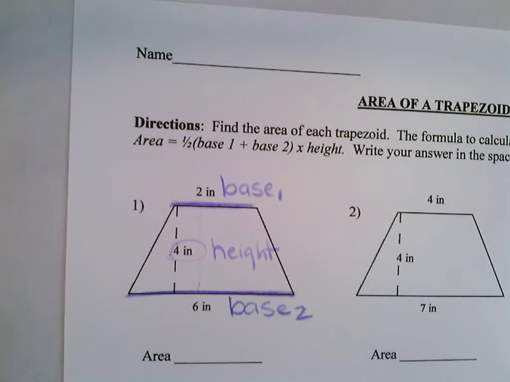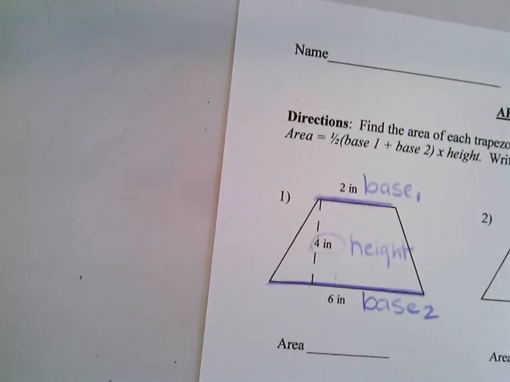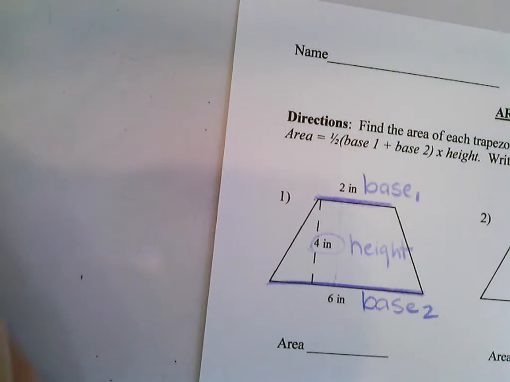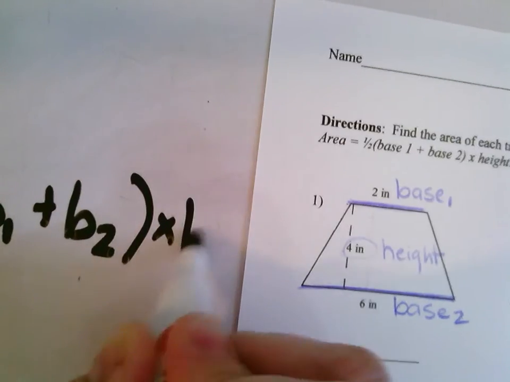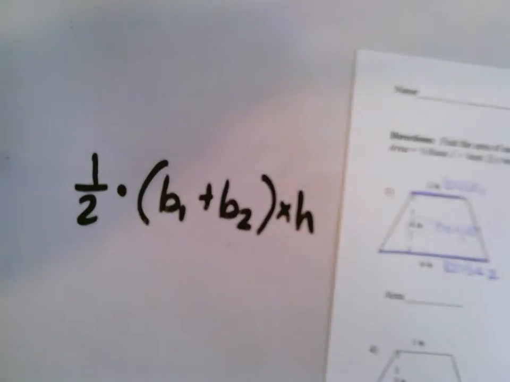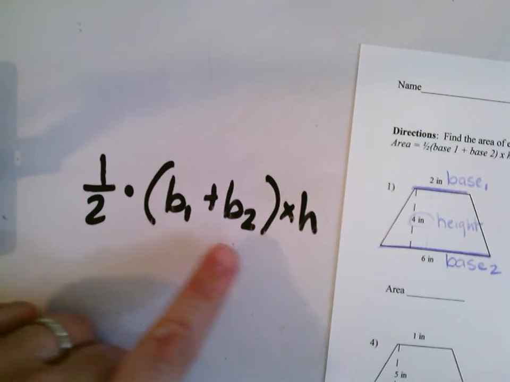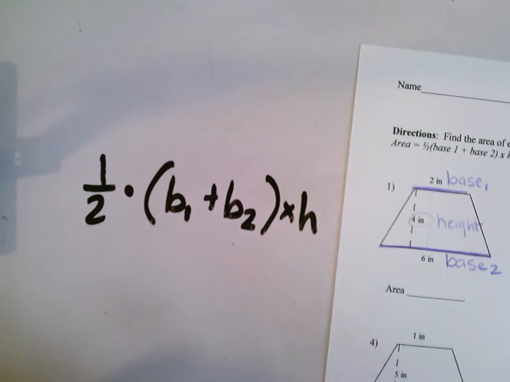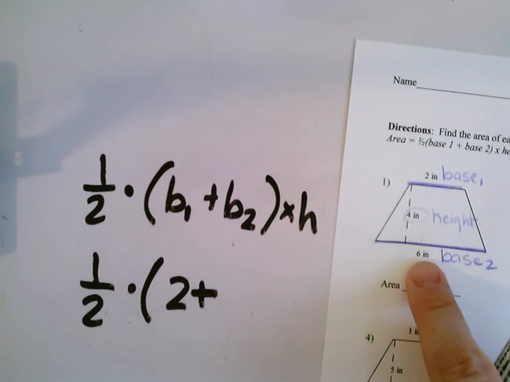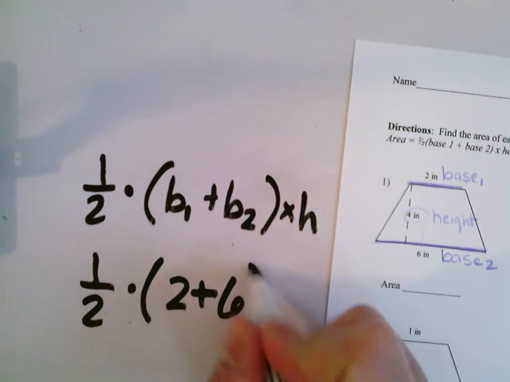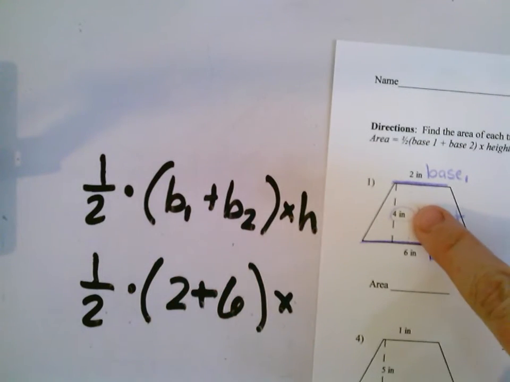So to find the area, I'm going to do 1/2 times base 1 plus base 2, times my height. So 1/2 times my base 1, which is 2, plus my base 2, which is 6, and then I'm going to multiply by my height, which is 4.